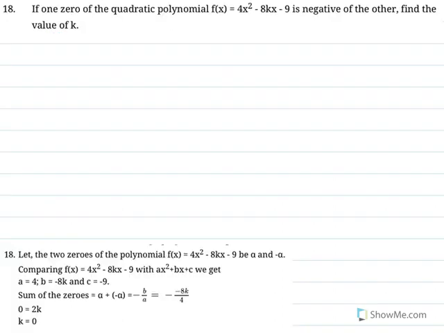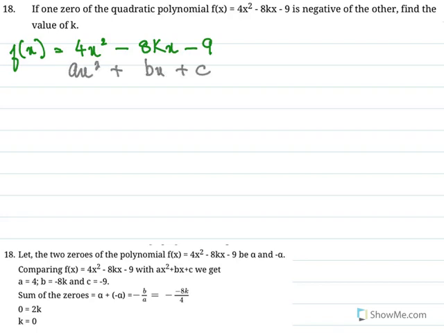The 18th: if one zero of the quadratic is the negative of the other, find the value of k. So here is our quadratic f of x, which is 4x square minus 8kx minus 9. If we compare it with the standard form ax square plus bx plus c, we see a, which is the coefficient of x square, is 4, b, which is the coefficient of x, is minus 8k, and c, the constant term, is minus 9.